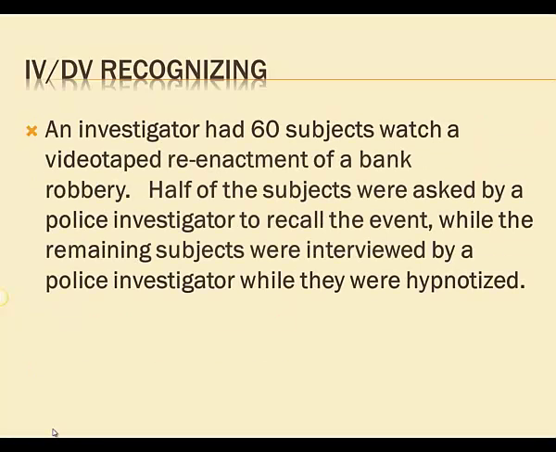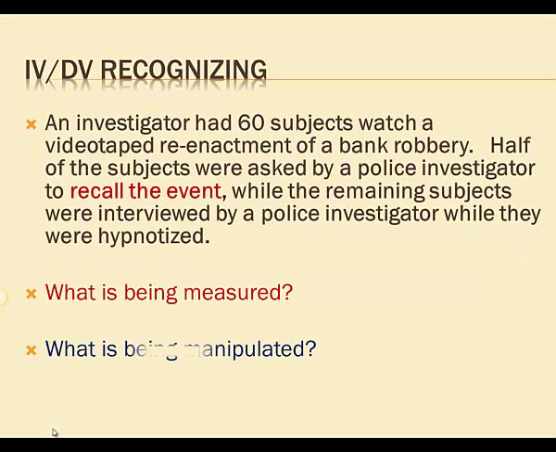Here's the next one. An investigator had 60 subjects watch a videotaped reenactment of a bank robbery. Half of the subjects were asked by police investigators to recall the event, while the remaining subjects were interviewed by a police investigator while they were hypnotized. So, what's being measured? What are we looking at? Go ahead and pause if you need to. We're looking at the recall of the event. How accurate are they? How detailed are they? How quickly can they recall that information? We're also looking at what is being manipulated, which is whether or not the individual is hypnotized. Both of these things represent the independent and dependent variable.